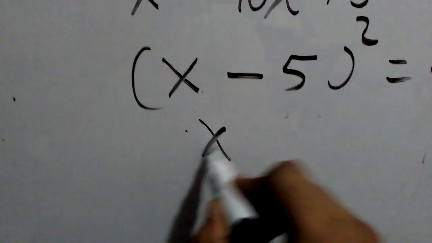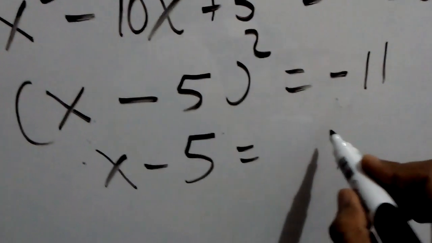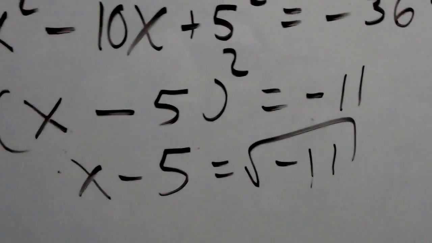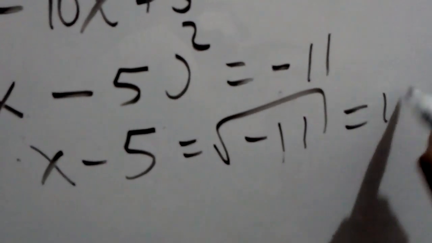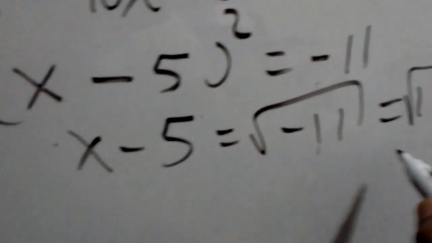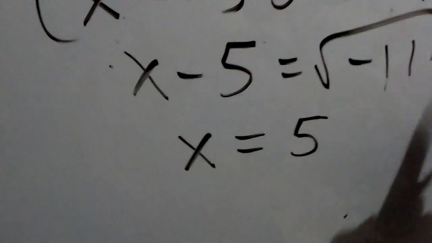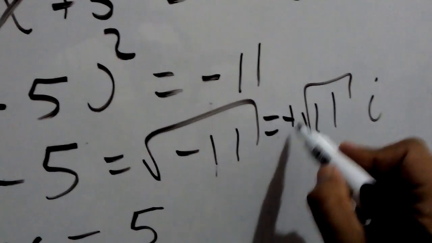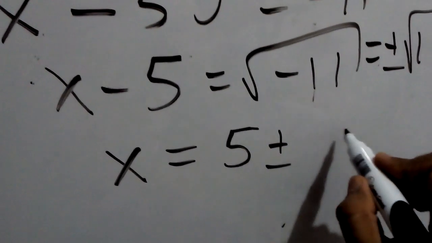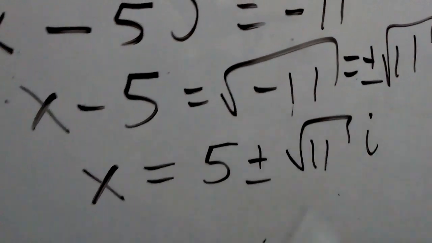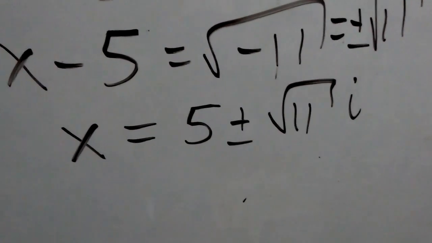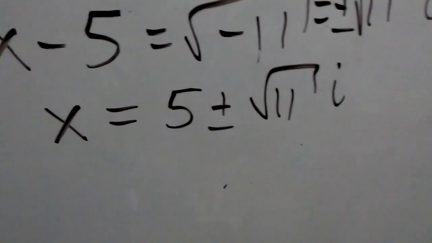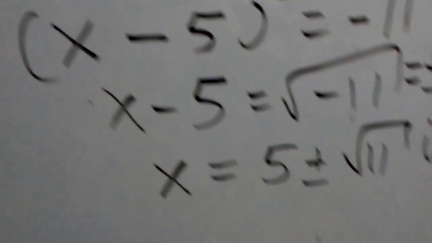And then x minus 5 is equal to the root of minus 11, and here we have a problem, because this is the root of 11 imaginary. From this step you can tell that x will be equal to 5 plus minus root of 11 imaginary. It's a complex number, so the solution is a complex number. We did everything right, and the solution is a complex number.